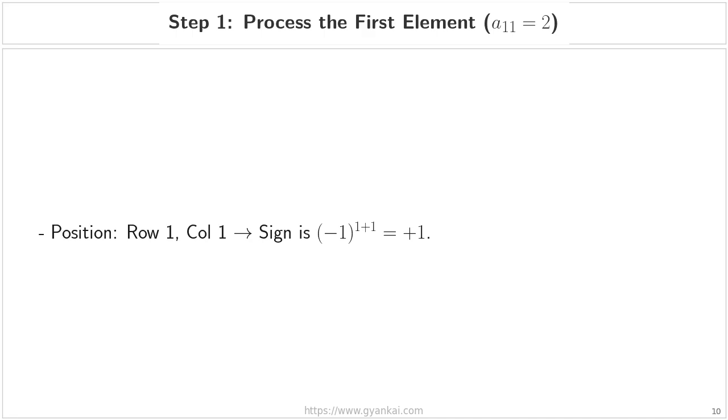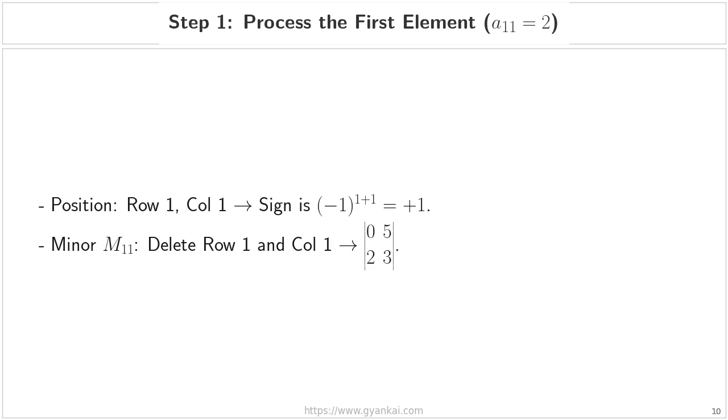This element is the number 2. First, we need to determine our sign factor using the rule we discussed earlier. Since this element is in row 1 and column 1, we add those indices together to get 1 plus 1, which is 2. Because 2 is an even number, our sign factor, (-1) to the power of 2, simply becomes +1.